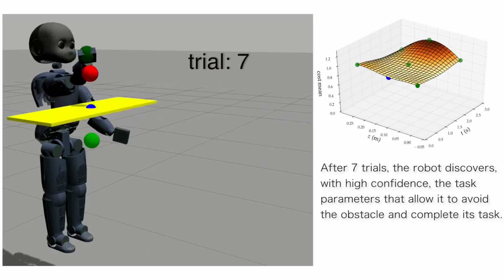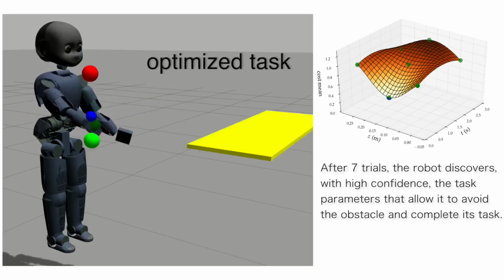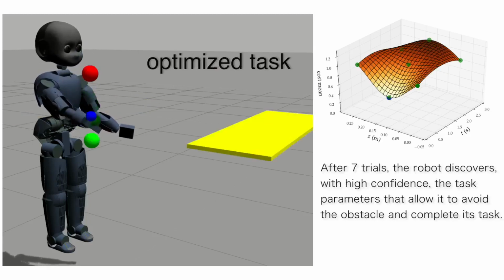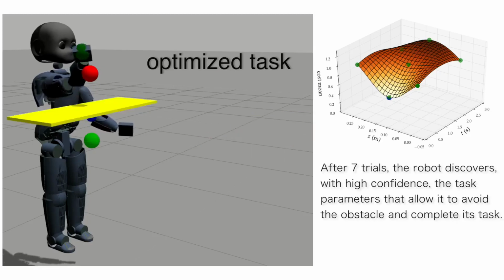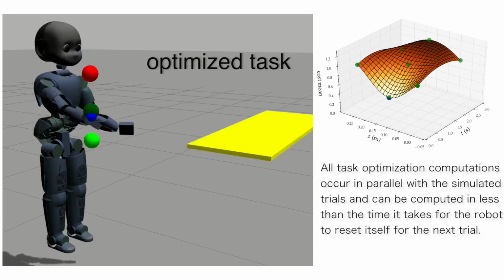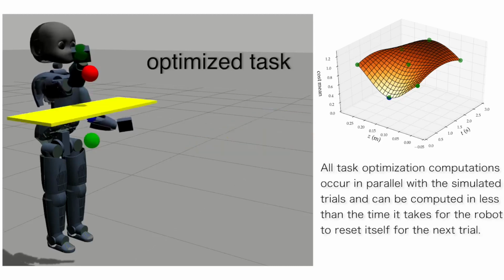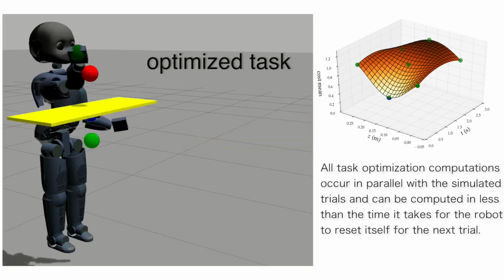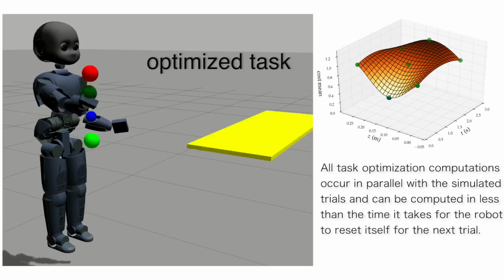After 7 trials, the robot discovers, with high confidence, the task parameters that allow it to avoid the obstacle and complete its task. All task optimization computations occur in parallel with the simulated trials and can be computed in less than the time it takes for the robot to reset itself for the next trial.